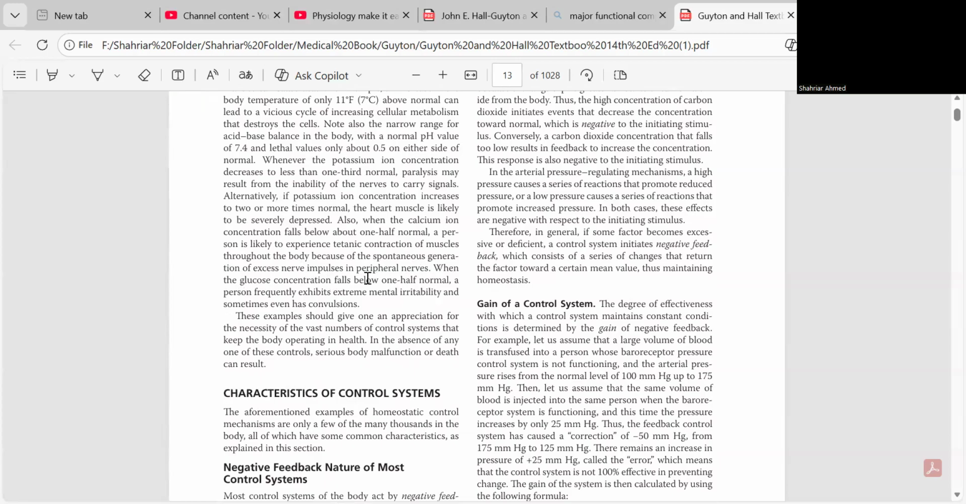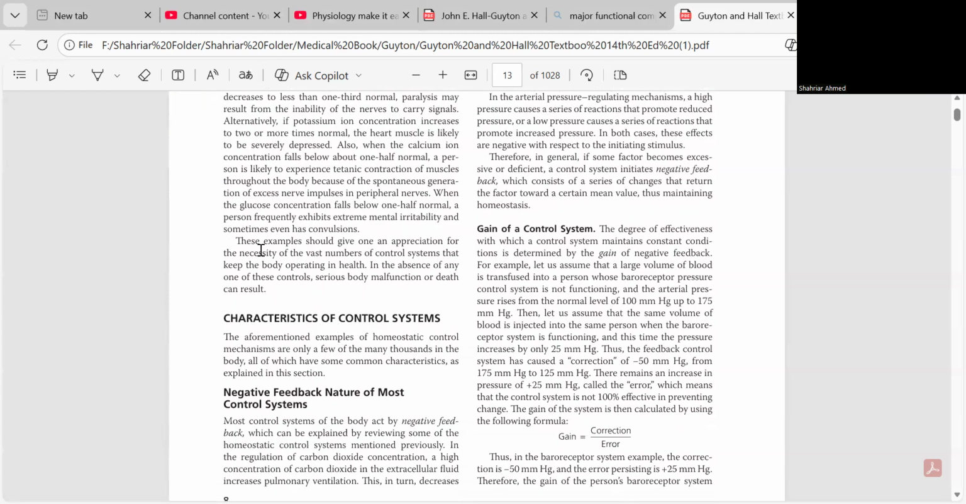When glucose concentration falls below one half normal, a person frequently exhibits extreme mental irritability. This means that when glucose is decreased, mental irritability will happen. Sometimes there may be convulsion. This example should give one an appreciation for the necessity of the vast number of control systems that keep the body operating in health. In the absence of any of these controls, serious body malfunction or death can result.